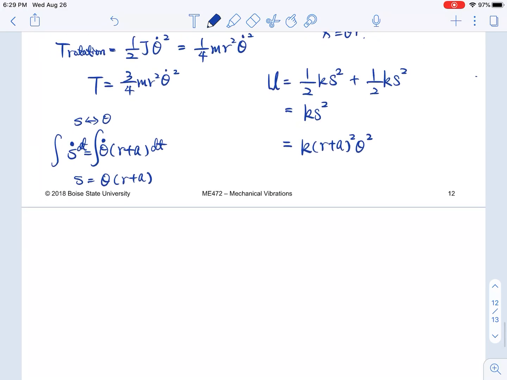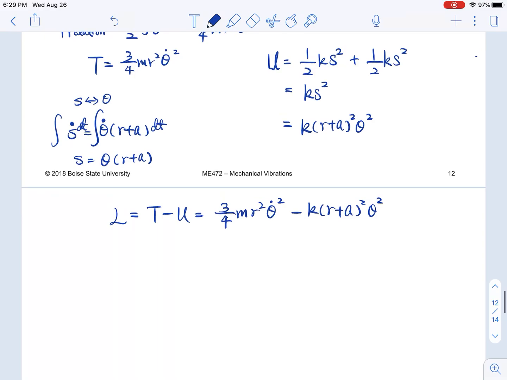Okay, once we have T and U, we form the Lagrangian L equals T minus U. So that's 3/4 m r squared theta dot squared minus k (r plus a) squared theta squared. So based on this L, we just need to calculate a lot of derivatives. First, the derivative of L with respect to velocity. In this case, it's a rotational motion, so it's the angular velocity. And then only the first term has theta dot in it, so it becomes 3/2 m r squared theta dot.